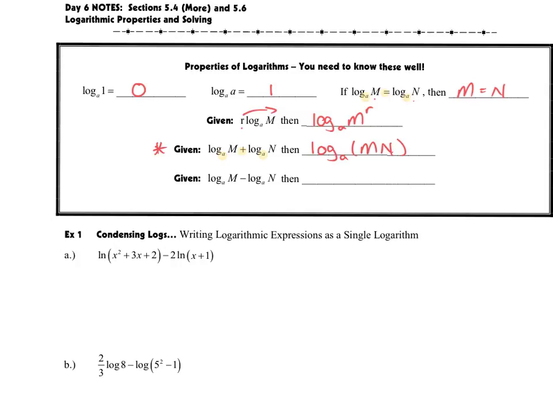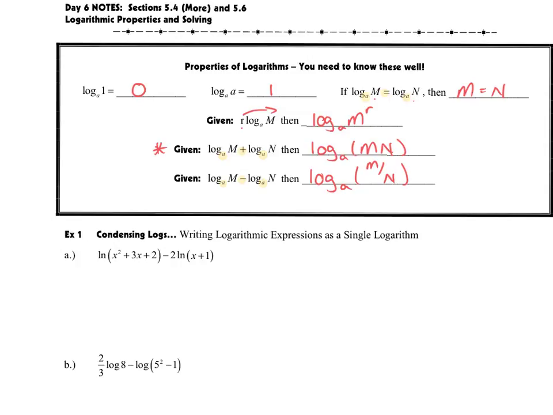The next one is very, very similar. I've got two logs, same base. I'm subtracting them. So very similar relationship here. We can write that as a single logarithm. And instead of multiplying those arguments, we're going to divide those arguments. I don't have a video posted for this one, but if you understand the proof of the previous property, this one actually follows the exact same process.